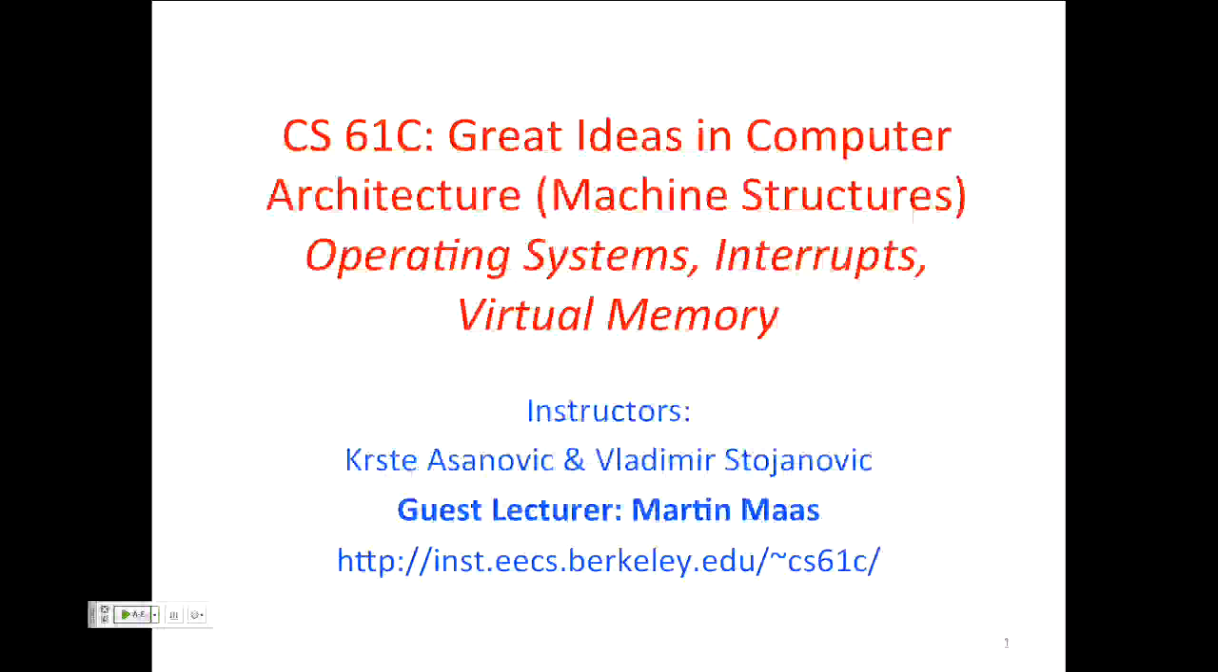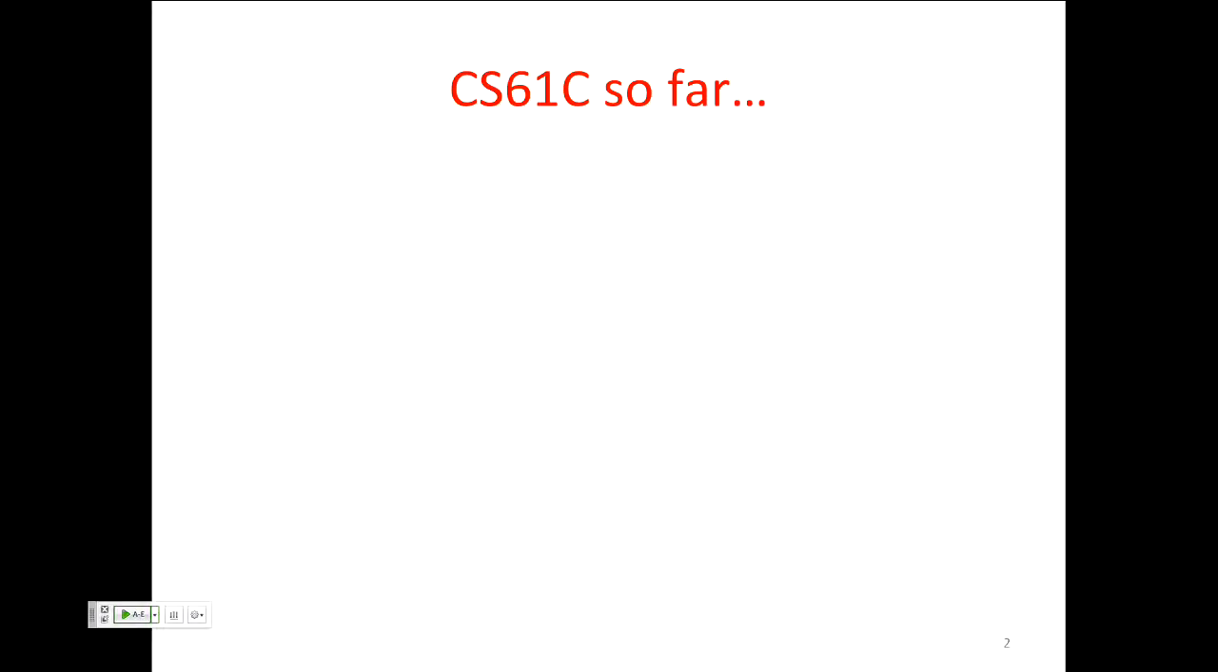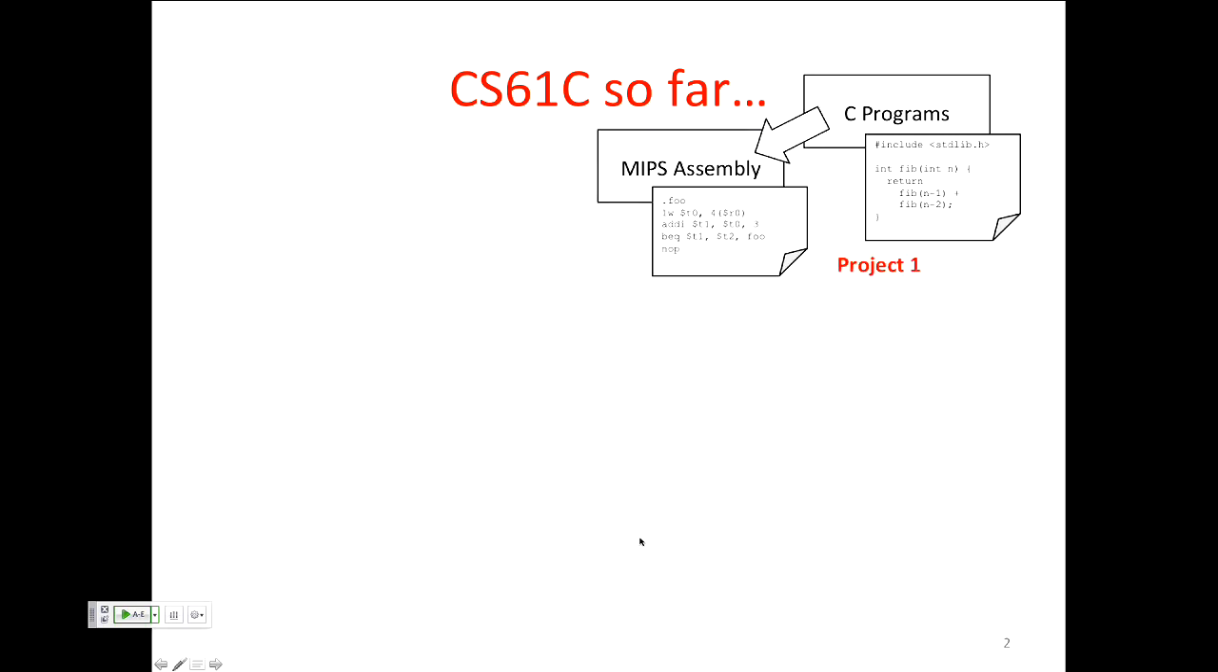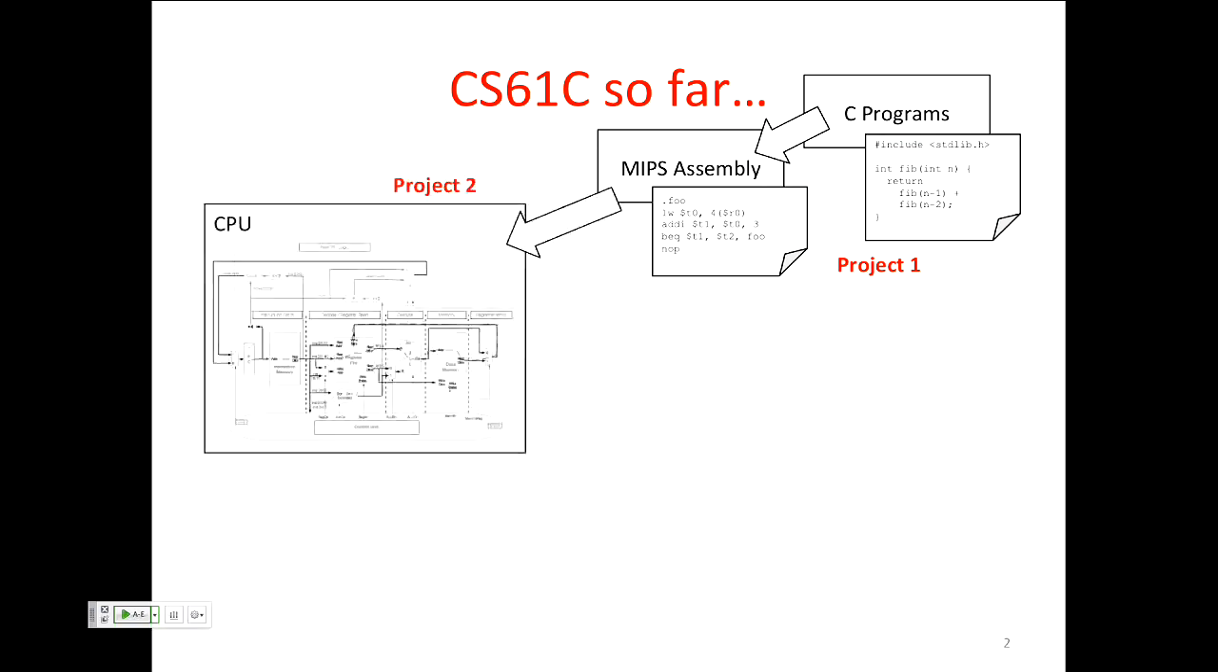And today we're going to talk about operating systems. But before we do that, let's take a step back and look at what we've learned in 61C so far. We started off with C, and we looked at how you can take a high-level program and compile it into MIPS assembly, which is what you did in your project 1, so you learned how a linker works. And then we looked at how CPUs work and how you can run your program on a CPU. And that's what you did in your project 2.